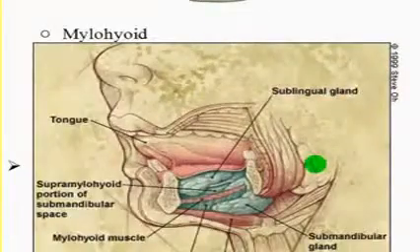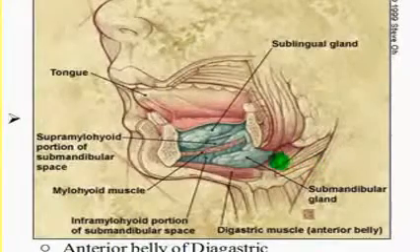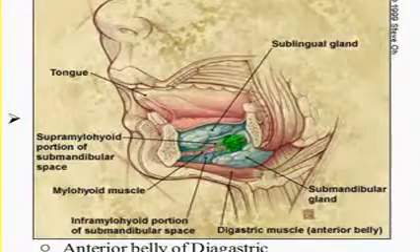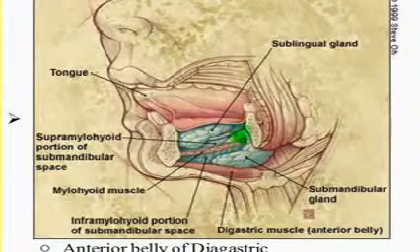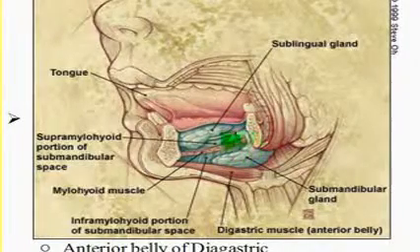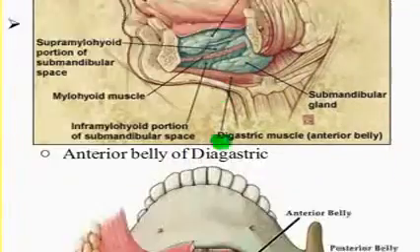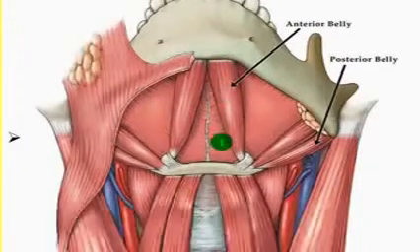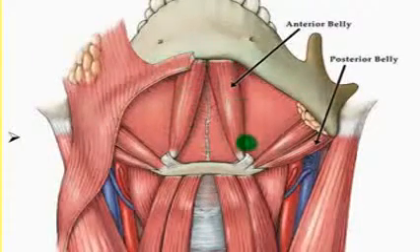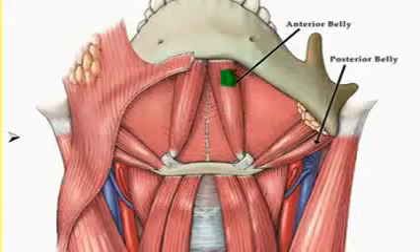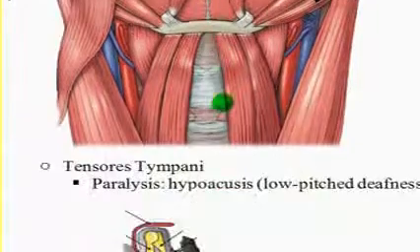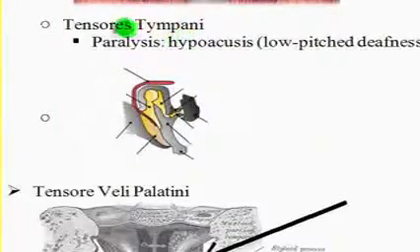V3 also innervates the mylohyoid. It's right here. The submandibular gland kind of wraps around it. It innervates the anterior belly of the digastric muscle. Here's anterior, here's posterior. So anterior belly of digastric, and the tensor tympani, this muscle here.